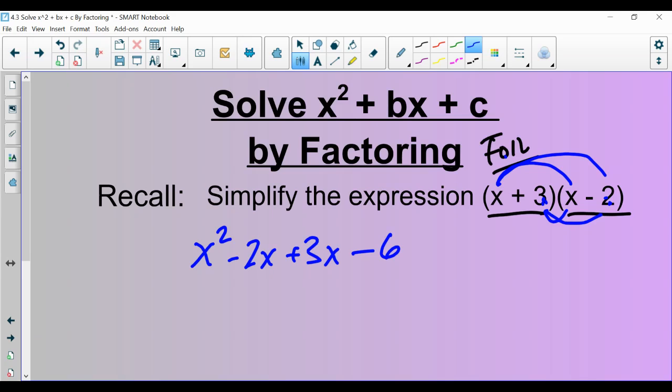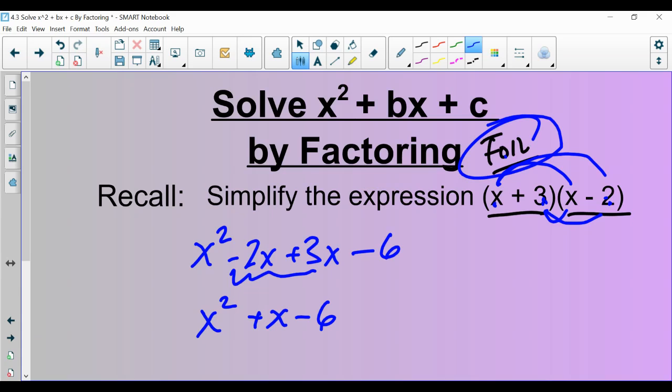Essentially, if you don't really like the foiling terminology, you multiply this term by everything in the other binomial, and this term by everything in the other binomial. That was what we just did. This process is going to get longer because we're eventually going to have more terms here and more terms here. That same idea will hold. We're not done yet. We need to combine our like terms. X squared, negative 2x and positive 3x would just equal 1x, or x minus 6. So we call this foiling.